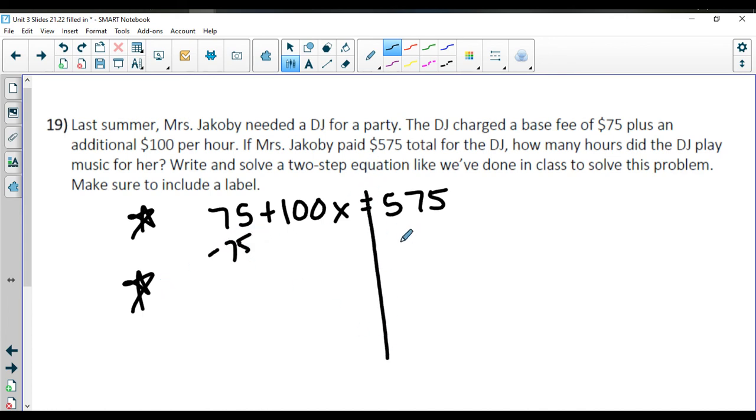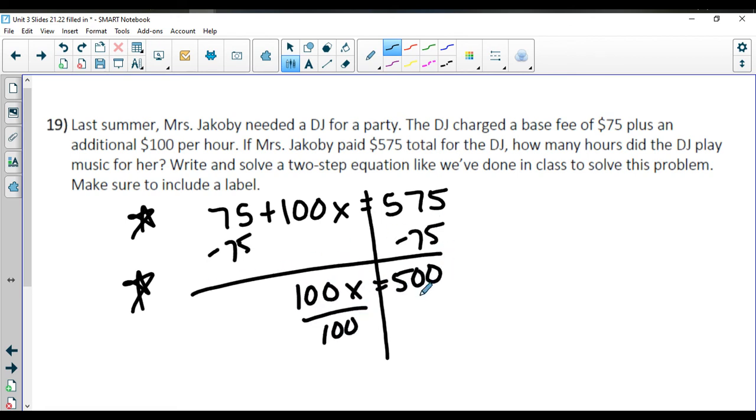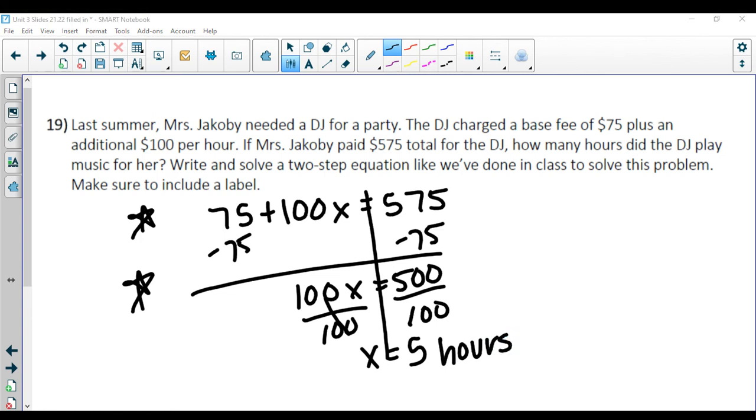Subtracting away the 75 on both sides, you're left with 100x is equal to 500. Divide through by 100 on both sides, and you get x is equal to 5, and the label is hours. And that wraps it up for the review for this part of the chapter.